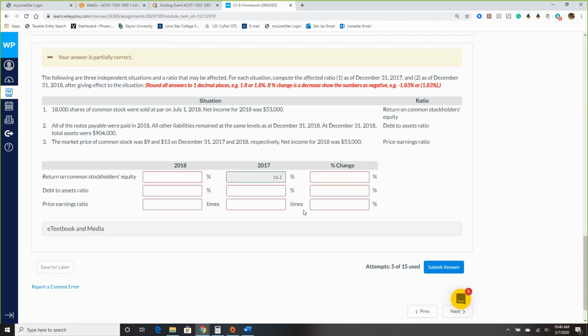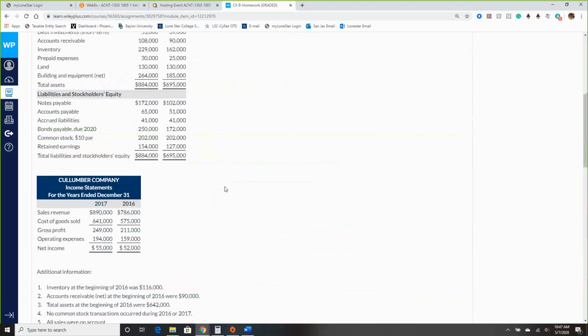Go ahead and make sure that's exactly what they want. I always double check again because it could be going through this formula when computing the average. So, you know what we gotta work with. So, fun stuff going on. Because this one does make a little bit more problems. Now we gotta figure out 2018's common stockholders' equity. So, 18,000 shares of common stock were sold at par. Okay? Net income was $53,000. That's cool.